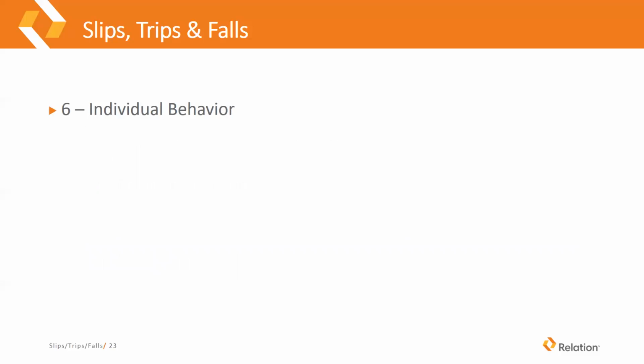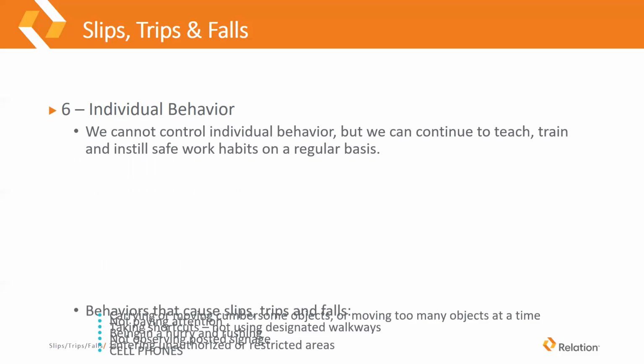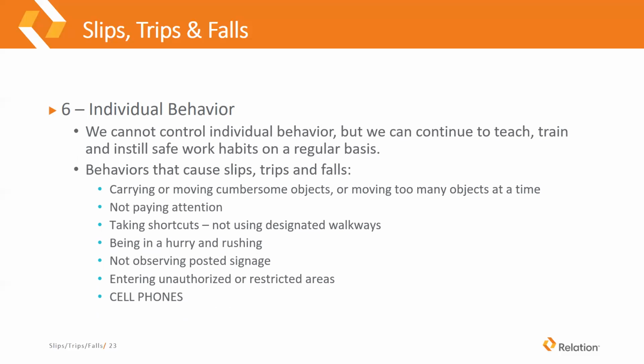Individual behavior. We cannot control an individual's behavior, but we can continue to teach, train, and instill safe work habits on a regular basis. Some behaviors that cause slips, trips, and falls: carrying or moving cumbersome objects, or moving too many objects at a time, not paying attention, taking shortcuts, not using the designated hallways, being in a hurry and rushing. That one is huge, and that's how a lot of incidents and injuries happen.